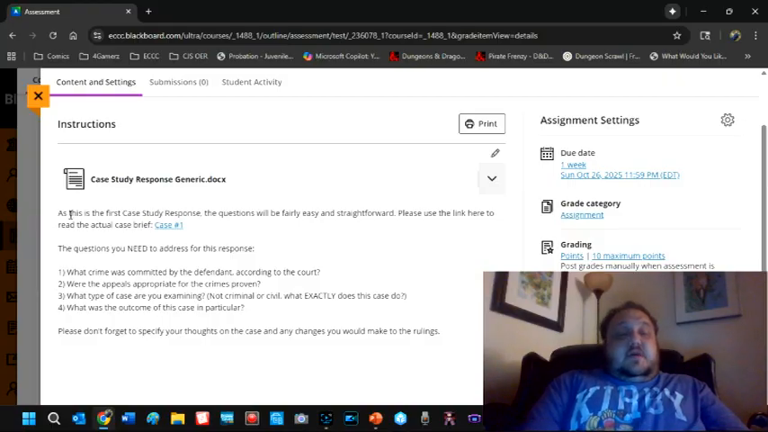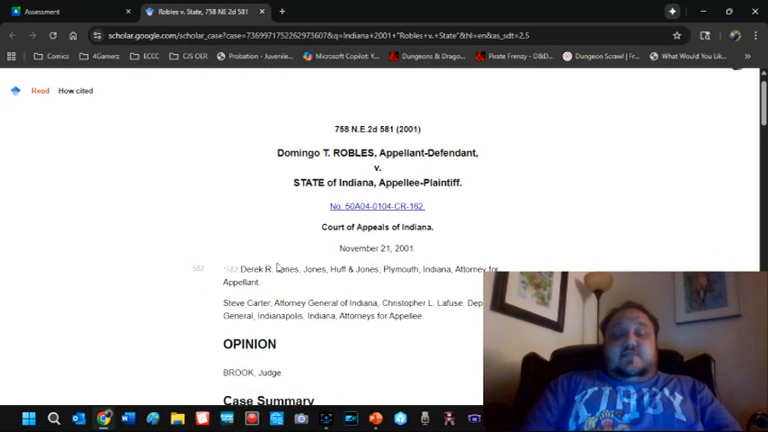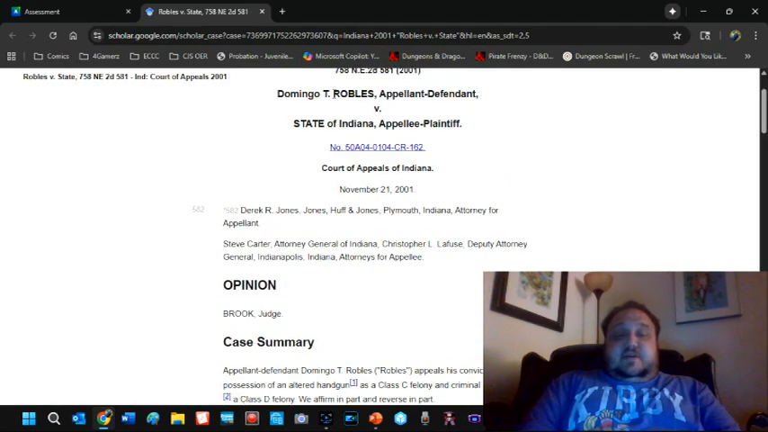Now, here in the instructions, this is hyperlinked to the actual case study document. This is from Google Scholar. And so we have Domingo T. Robles, the defendant, versus the State of Indiana. And this is what the document looks like. So remember, these are judicial opinions. And look, the opinion of Judge Brooke. We already have some names. We know our individual who is being charged. We have the judge. We have attorneys listed for both the defendant and for the state.